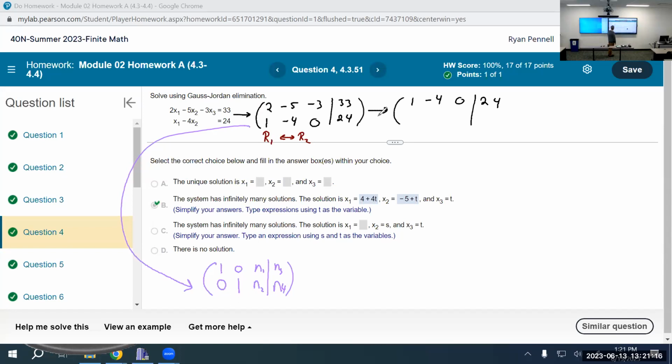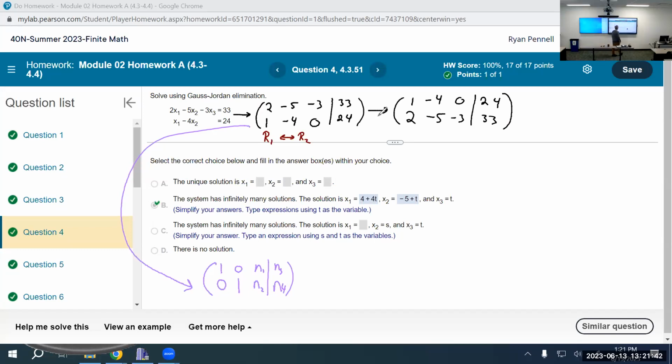It's really easy to get lost because you're just moving numbers around. So definitely got to watch the bookkeeping and always keep track of what you're doing. So 1, -4, 0, 24. Okay. 2, -5, -3, 33. So I just exchanged the rows and then I got the 1 where I wanted.